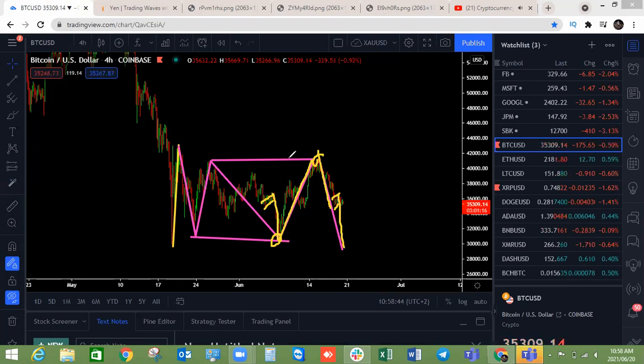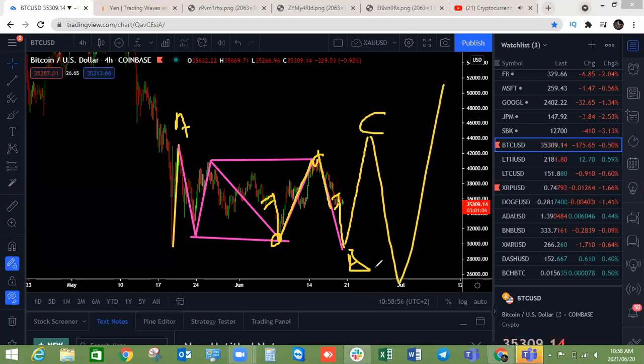Now, what do all these lines mean? This is wave theory. A, B, we're still going to look for a C. We're still going to look for a C like this, and then we're going to look for the last move to the downside before we bounce to the upside. So currently we are here, we're expecting a move to the downside.